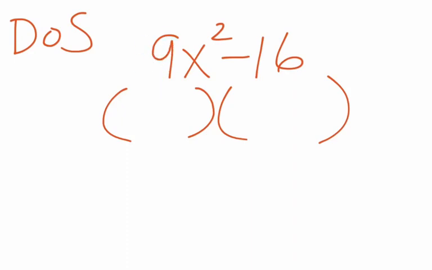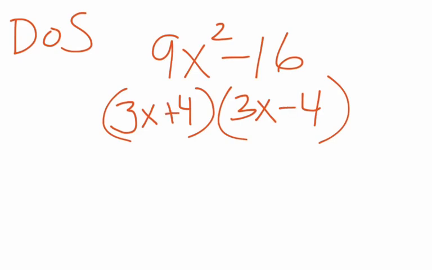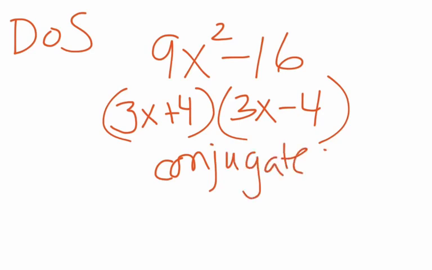And when you factor that, you basically take the square root of everything. So the square root of 9 is 3. The square root of x squared is x, and that goes in two places. And then the square root of 16 is 4. And then this factors into something called conjugates, where one of them is a plus and one of them is a minus. And again, the word for that was conjugates.